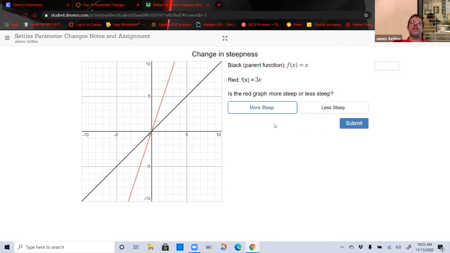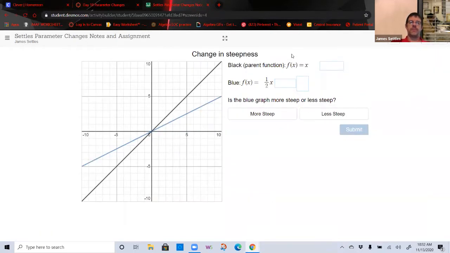Okay, so it's more steep because 3 is bigger than 1, or if you're looking at the red line, that red line is way more steep than that black line. Everything is being compared to that black line. That black line is the parent function. All right, hit next. Let's go to slide 4.